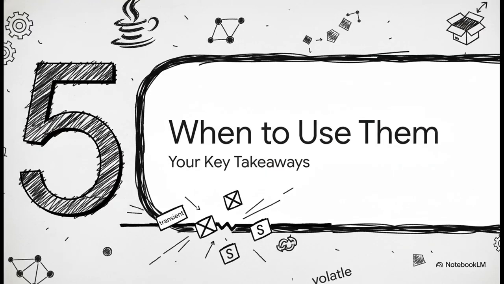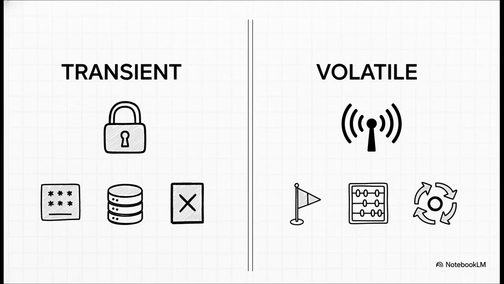So, let's get practical. The most important thing is knowing when to actually pull these tools out of your toolbox. So let's break down the key takeaways. Here it is, plain and simple. You use transient for stuff you never want to save. Think passwords, temporary calculations, or things that can't be saved, like a network connection. You use volatile for a shared variable, like a stop flag for a thread or a shared counter, where it is absolutely critical that every thread sees the most current state right away.